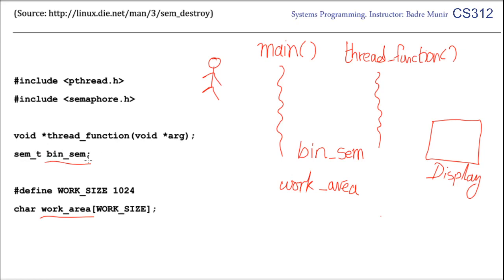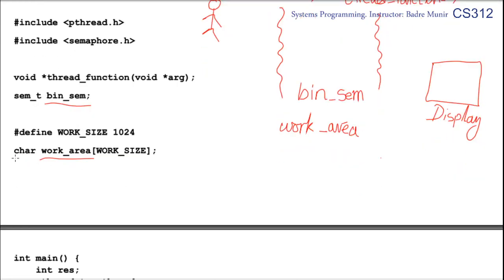Then we have a semaphore variable declared. It's a global variable. It will be visible to all threads. Then we have a character array declared, also global. It will become visible to all threads.